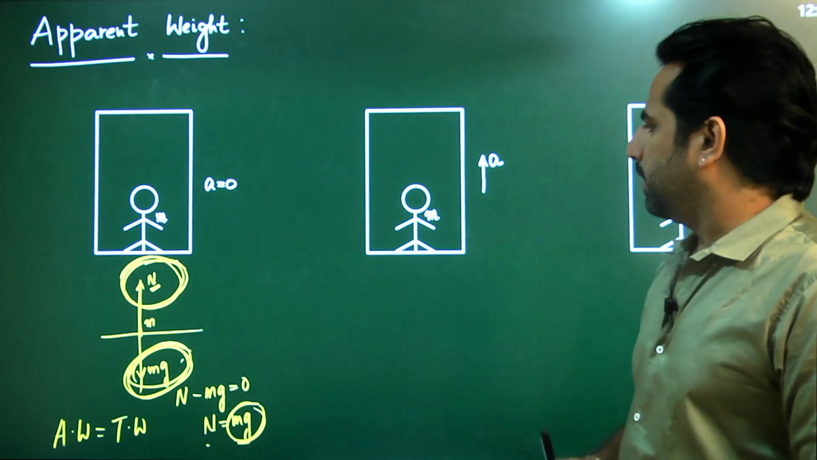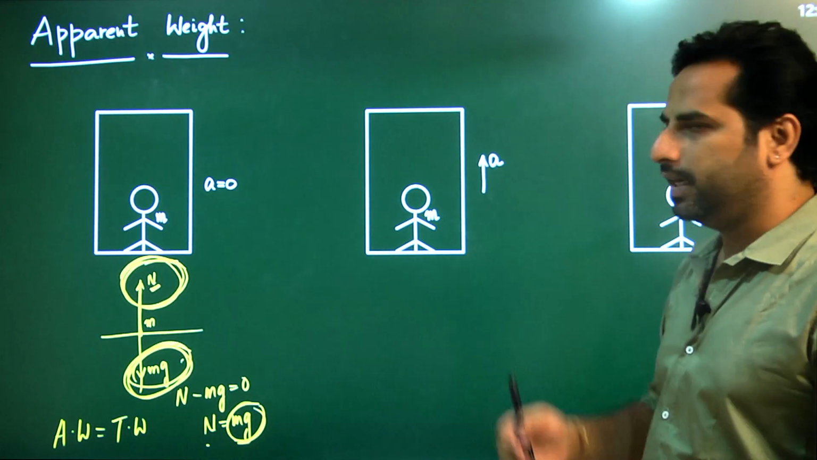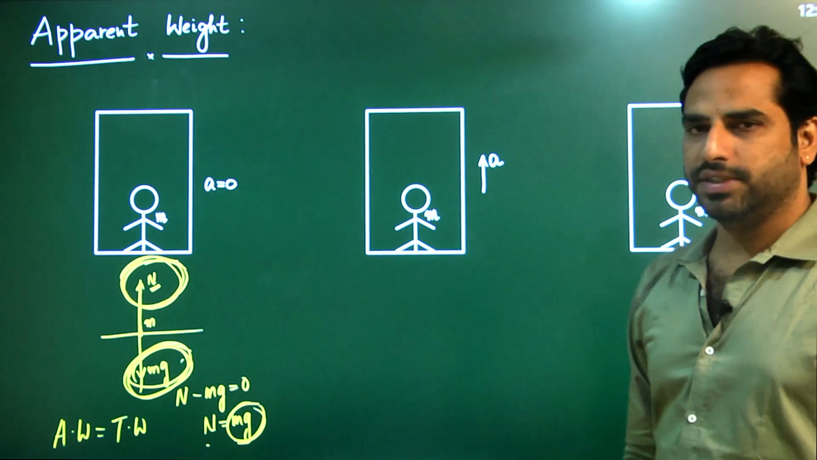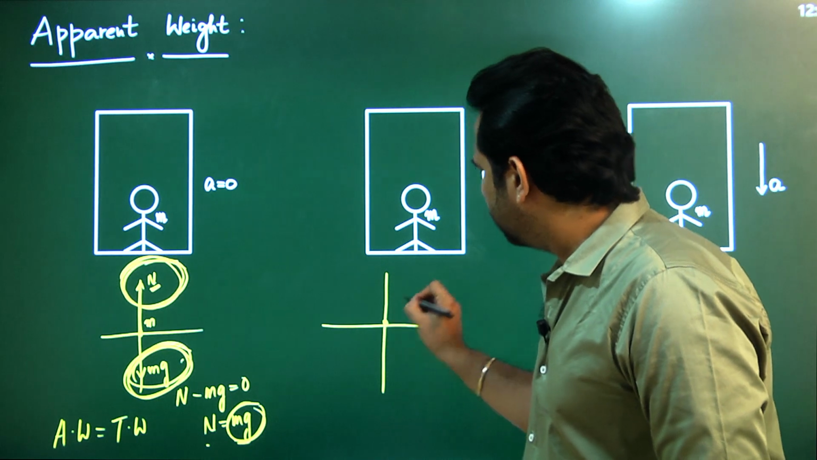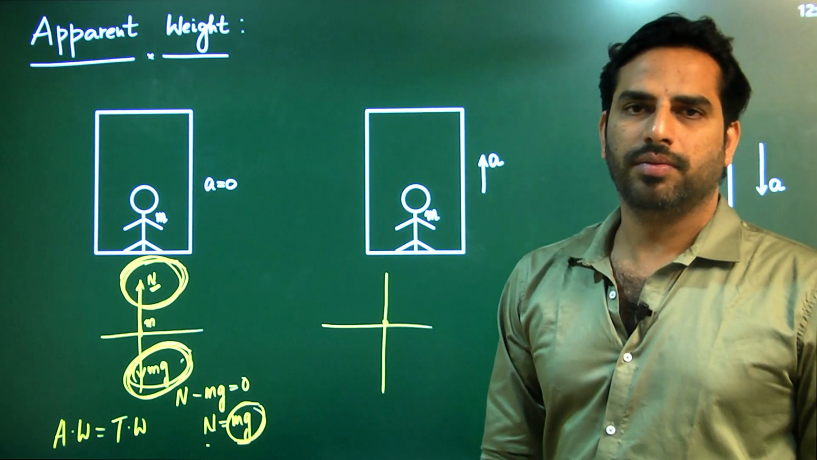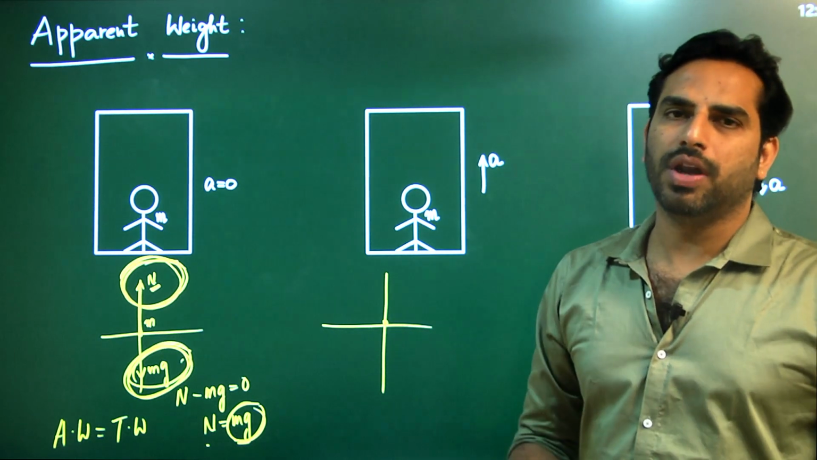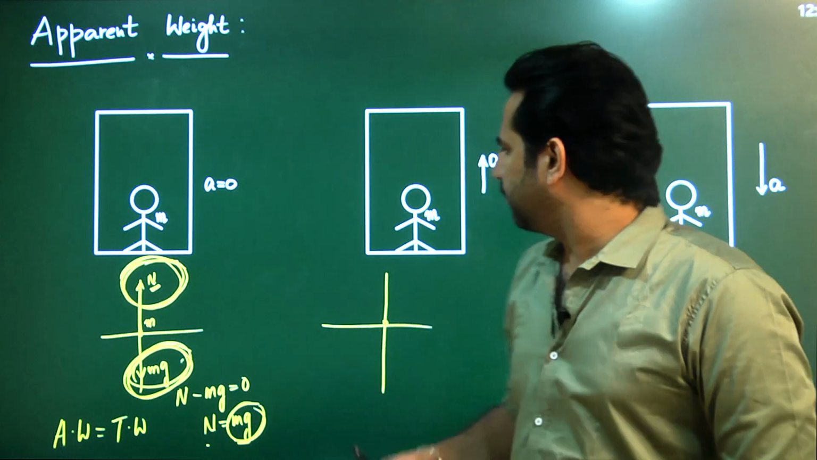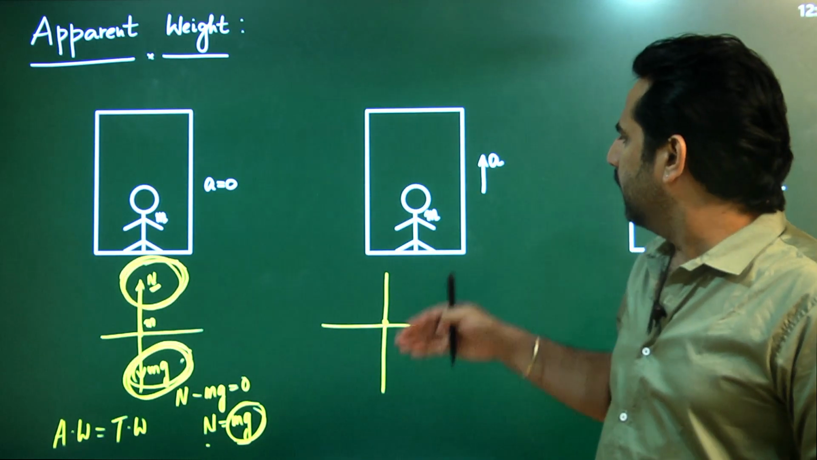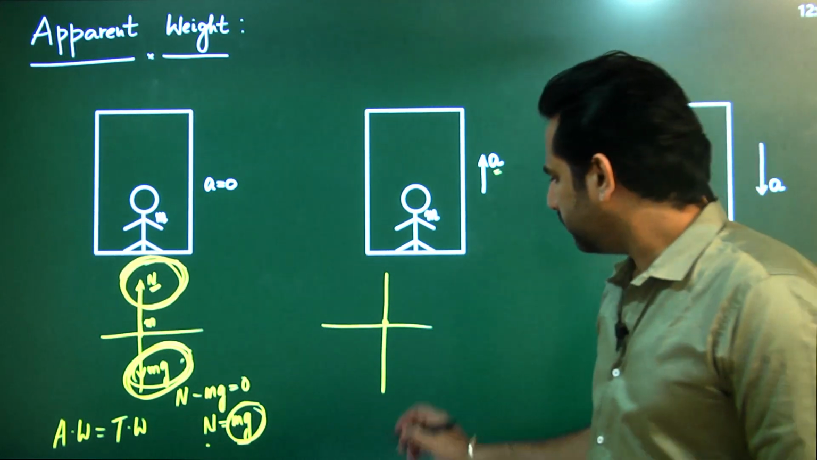Now take this example. There is an elevator and you are standing on a weighing machine inside an elevator which is going up with an acceleration a. So you can work either from ground frame of reference or you can work from elevator frame of reference. If you are working from ground frame of reference, it is an inertial frame of reference, and if you are working from elevator frame of reference, it would be a non-inertial frame of reference because it has got acceleration a.